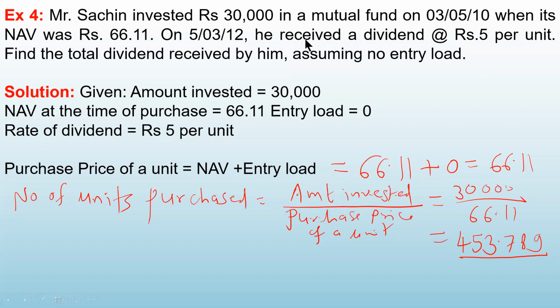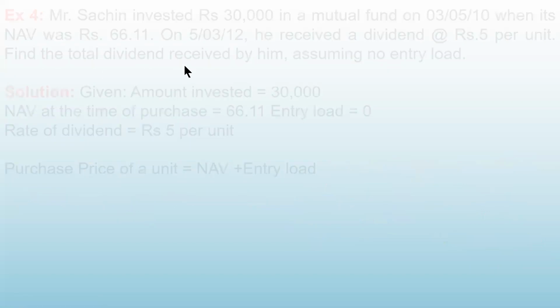Now, you know the rate of dividend, it is 5 rupees per unit. So for 1 unit, it is 5 and number of units are these many. So if you multiply this by 5, you will get the total dividend. Total dividend is equal to rate of dividend multiplied by number of units.